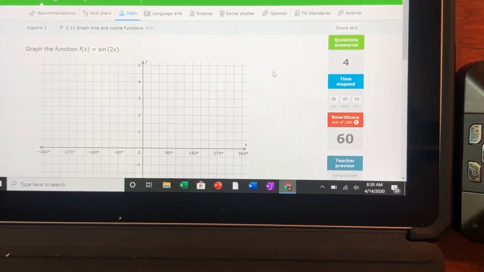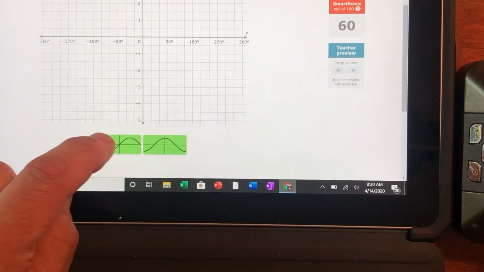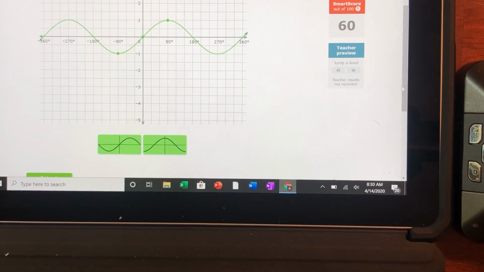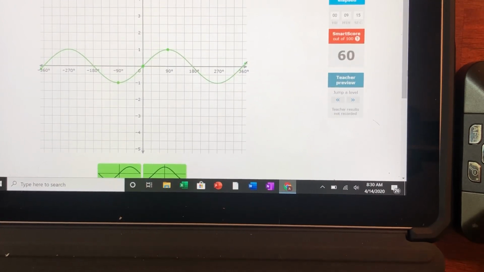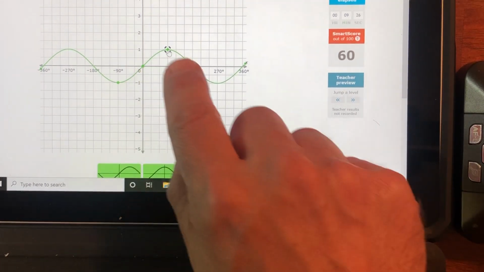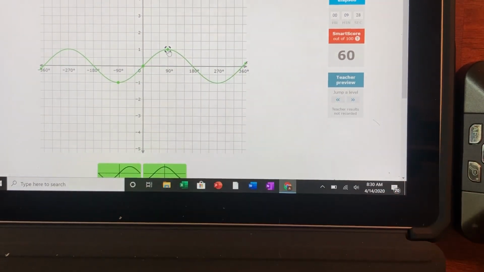Let's try one more. The sine of 2x. Well, what's the only difference here? Let's see. We're going to graph the sine of x. So choose the one that's the sine. That's this one. And then this time, what's 360 divided by 2? That's 180. So this time we have to make the period less. Instead of going from here to here, we needed to do the same thing to 90 degrees.